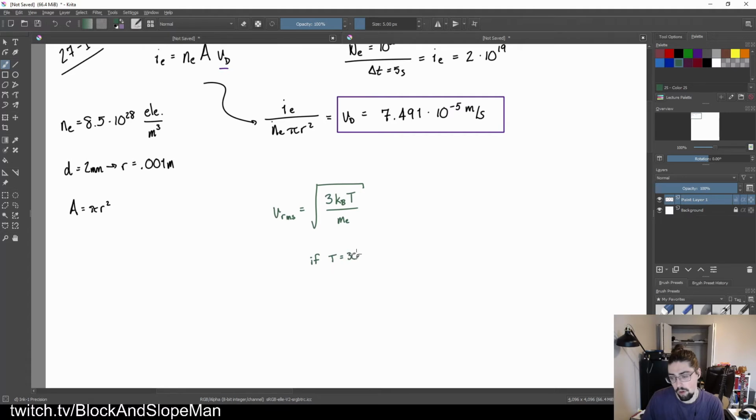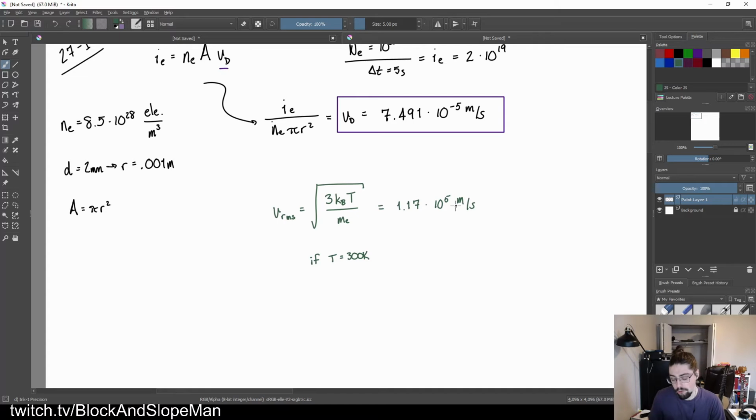And I'll write that there so we're all clear. If T is equal to 300 Kelvin, what does the VRMS come out to be? A very casual 1.17 times 10 to the positive 5th meters per second. That is almost a 10 order of magnitude difference between the VRMS and the drift velocity. The reality of it is, the electrons are not very good at getting to their destination. Not very good at all.